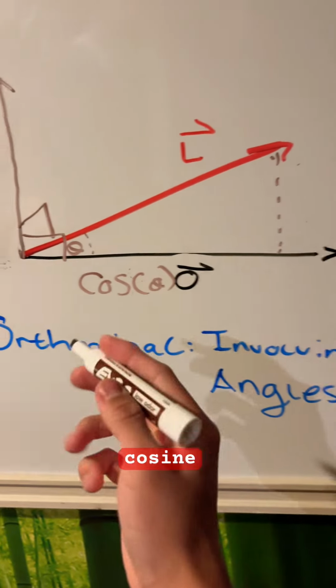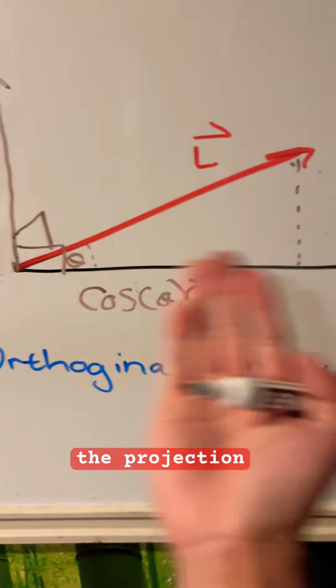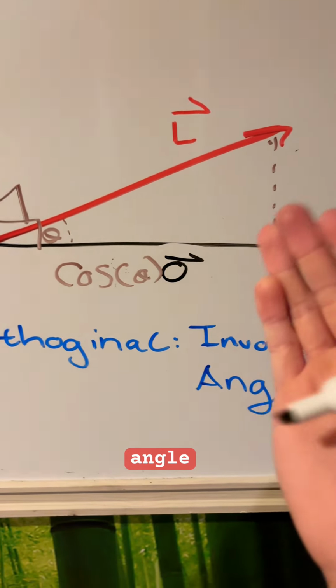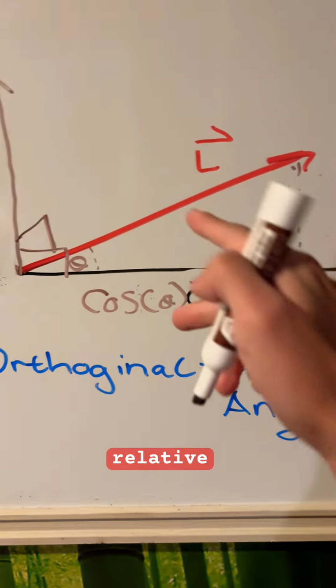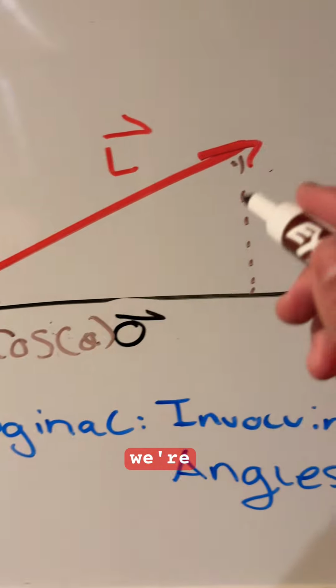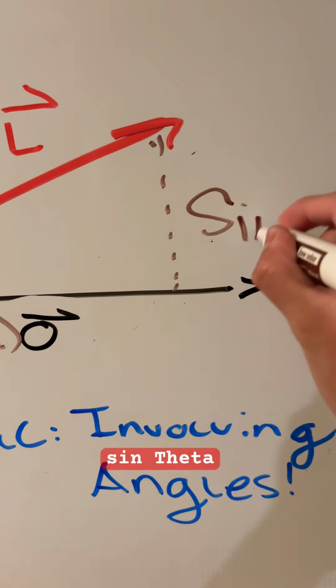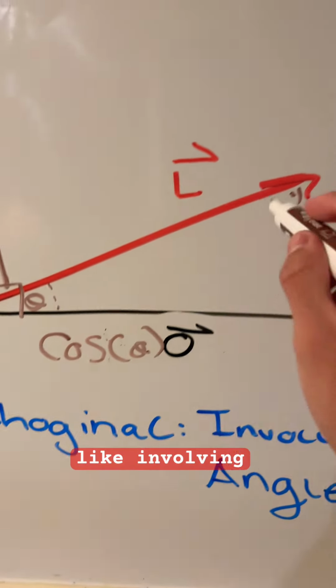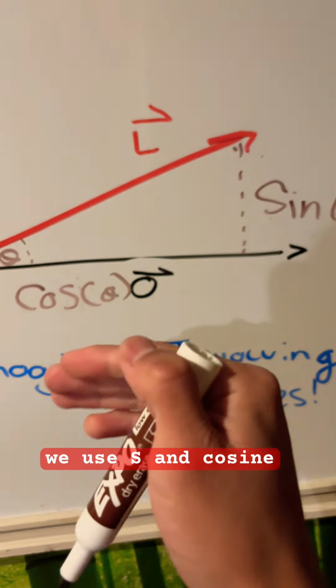So instead of using cosine theta, because we're not trying to calculate the projection, we're trying to calculate an orthogonal angle or a vector relative to these two vectors, we're going to be using sine theta. Sine theta allows us to calculate this angle right here. It's almost like involving a whole circle. That's why we use sine and cosine.